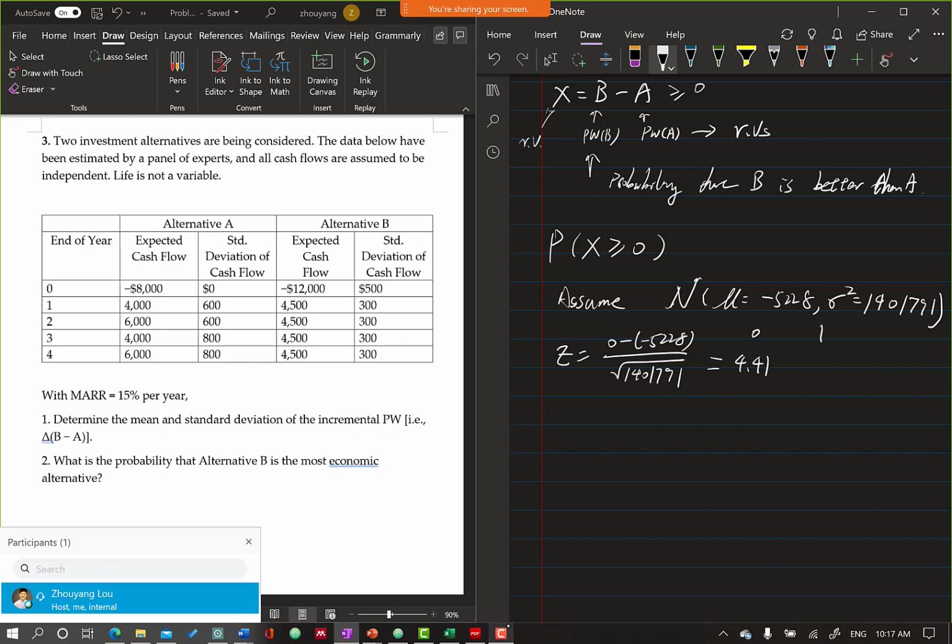And to use the table we have, we might need to use this transformation again. So y minus px less than or equal to 0.